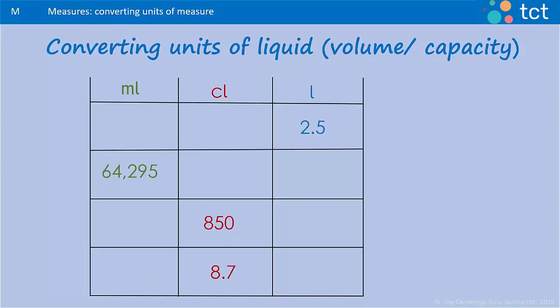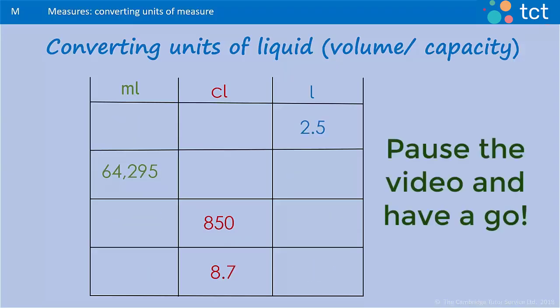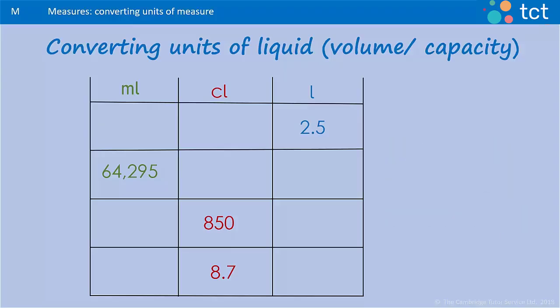Here are some for you to try. Pause the video, have a go. Starting with 2.5 litres, we have 2 whole litres, so we know that we're going to have 200 and something centilitres. That's 250. And the millilitres is going to be 10 times more than the centilitres, so that's 2,500 millilitres.